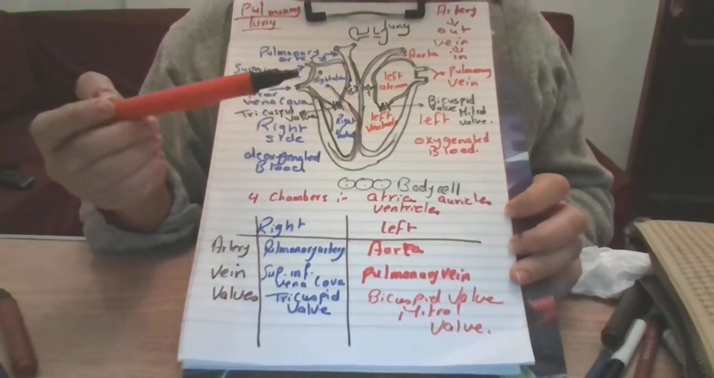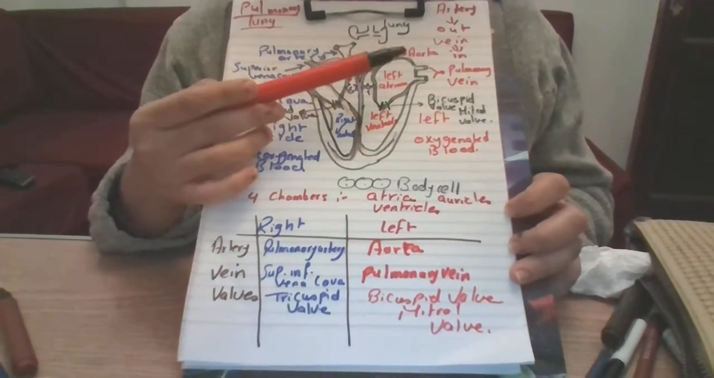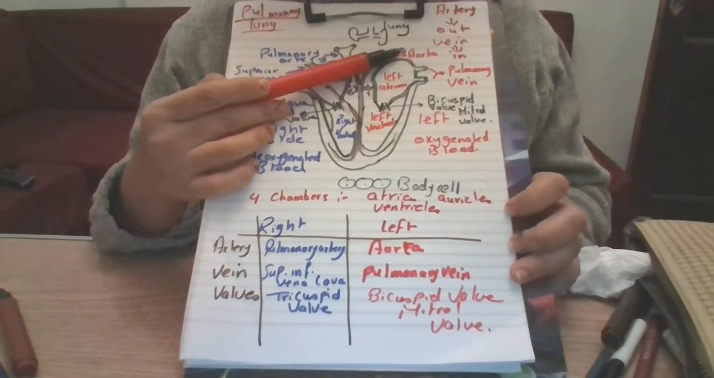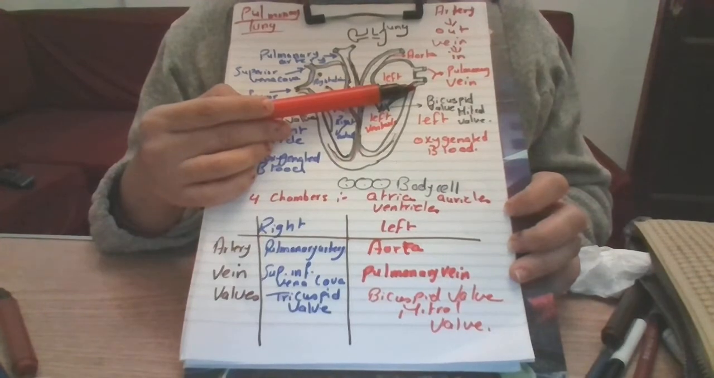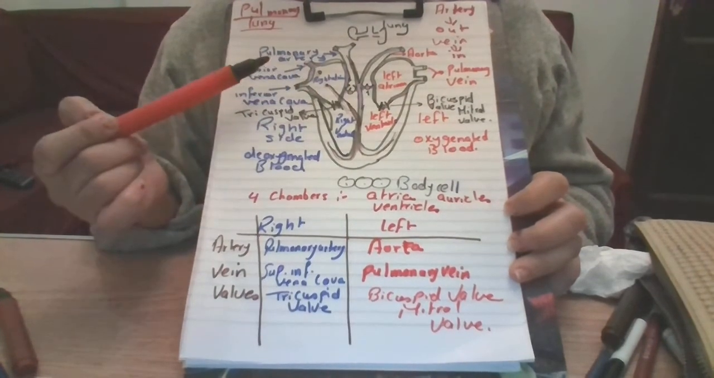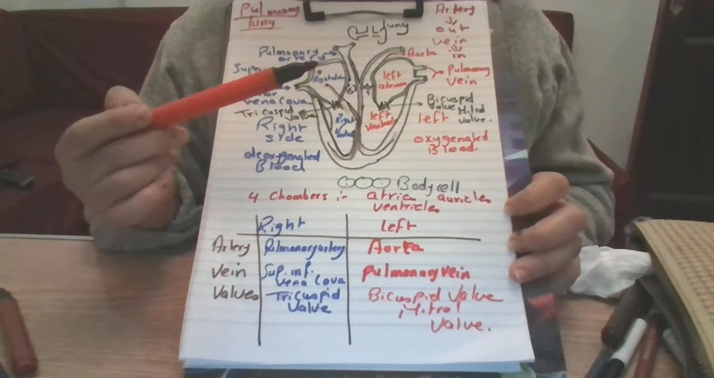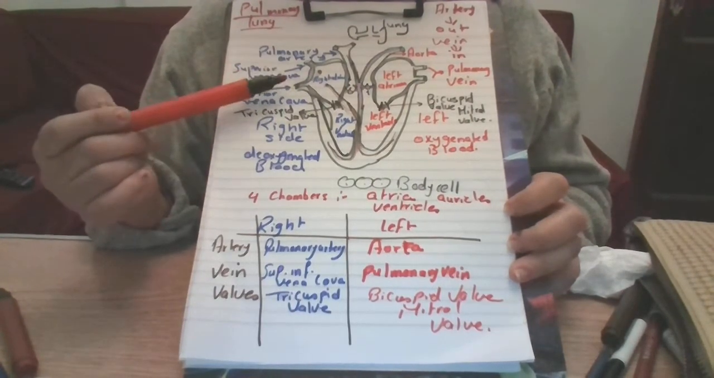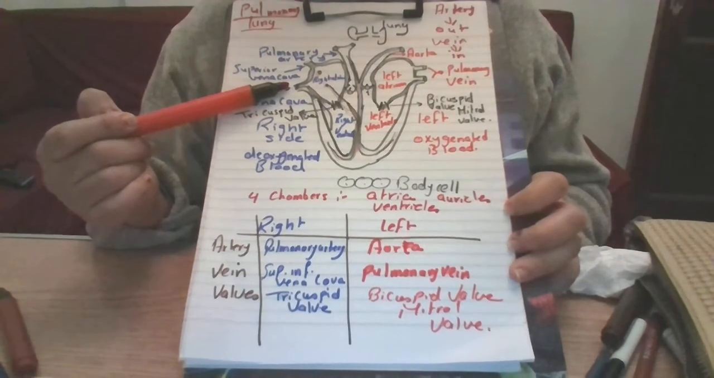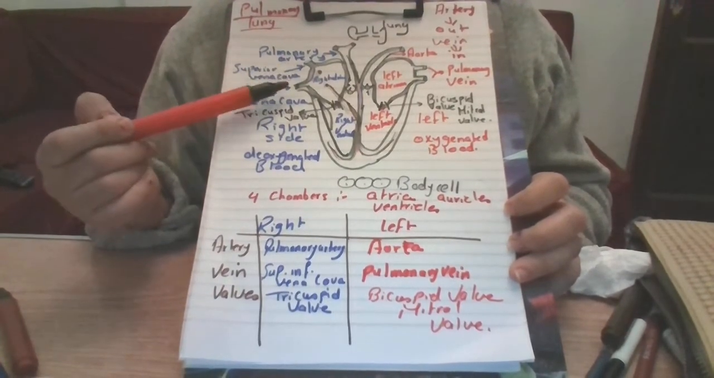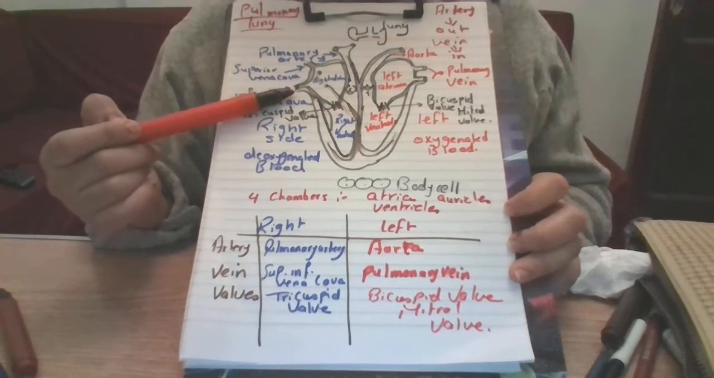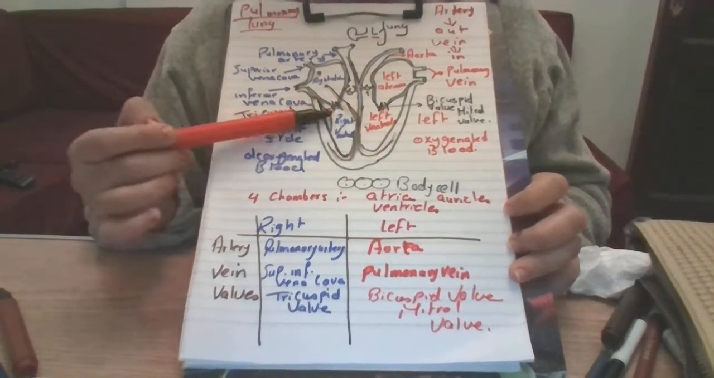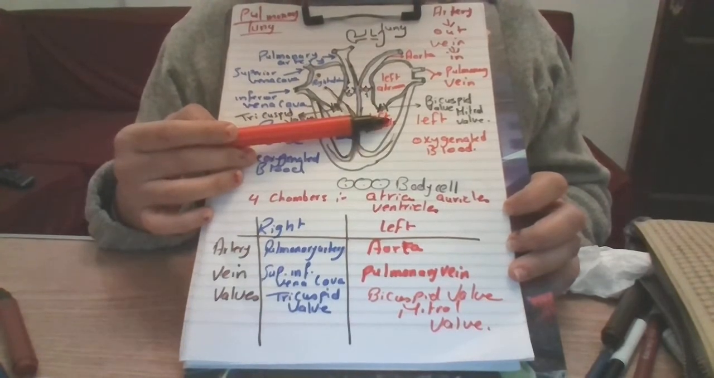In each side there is an artery and a vein. For example, in the left side, the artery is called aorta and it's the biggest artery. The vein here is called pulmonary vein. In the right side also there is an artery and a vein. The artery here is called pulmonary artery and the veins are the superior and inferior vena cava. Vena cava is the biggest vein found in the body. And also we have in each side a valve.